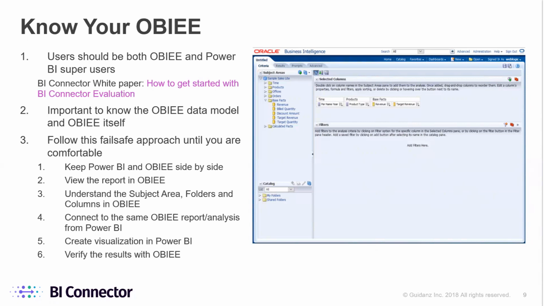Just dragging and dropping columns in Power BI without an understanding of the subject areas could easily lead to frustration. So what we recommend is that the initial set of users who are connecting Power BI with OBIEE should be super users of both OBIEE and Power BI. They need to know the OBIEE model and the data that they are planning to access. We recently published a white paper, How to Get Started with a BI Connector Evaluation, that discusses the need for forming a core team who have the expertise on both OBIEE and Power BI, and also who can identify the right use cases for integrating Power BI to OBIEE.